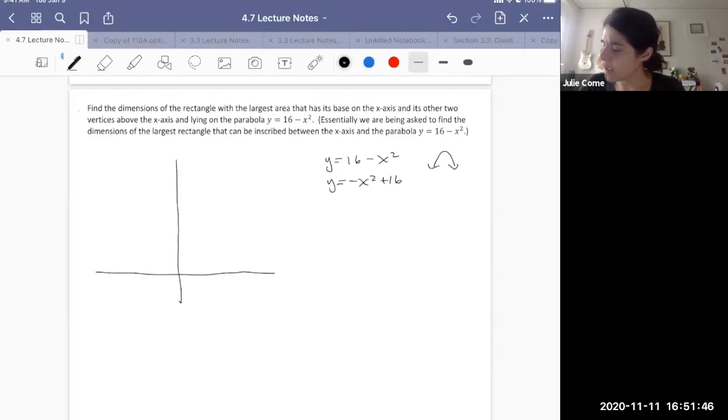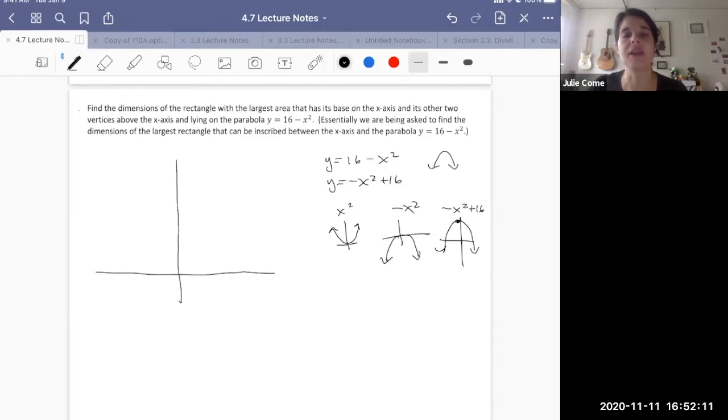So if I remember that x squared basically looks like this, negative x squared looks like that, but flipped over the x-axis, it's just the vertical reflection of it. And if I add 16 to that, it's just going to shift the whole thing up 16 units. So it's going to basically look like that with its vertex at 0, 16. Now, if that's not obvious to you, you can do a little bit more work to confirm that. But essentially, this is going to have a y-intercept of 16.